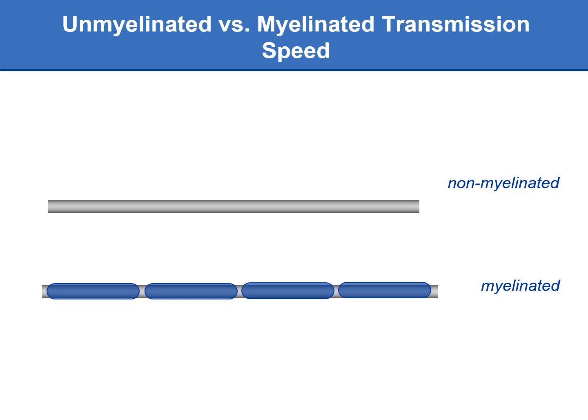So here we go with this one. So notice how much faster the action potentials are going to reach the end where the axon terminal is. So transmission speed of these myelinated axons is a lot faster.